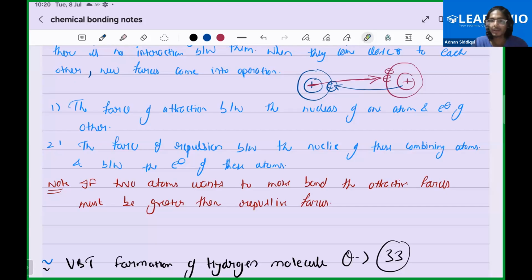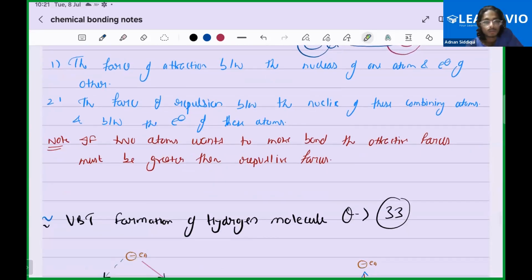The second point is about your statement. There are two types of forces. Basically the first one is attraction between unlike charges, and the second is repulsion between like charges. So the first one is attraction between nucleus and electron, and the second one is repulsion between the corresponding electrons of the two atoms, and between the two nuclei themselves.